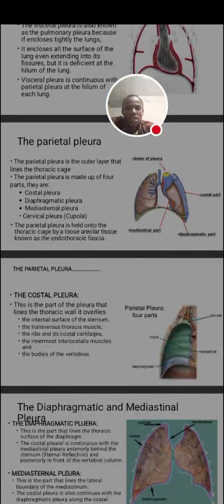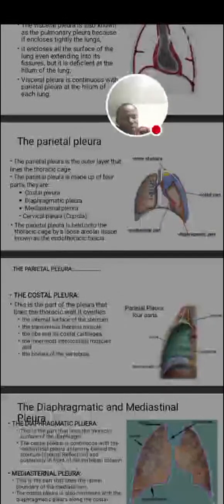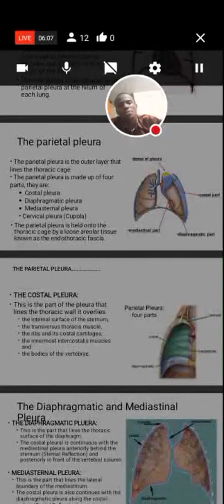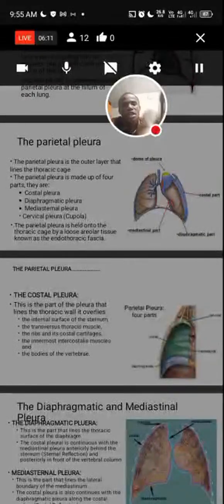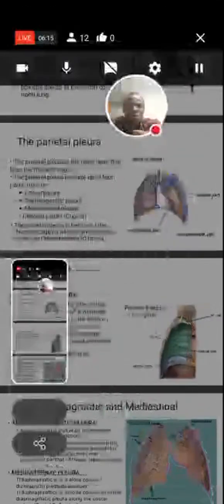Now you see the parietal pleura is held onto the thoracic cage by loose areolar tissue known as the endothoracic fascia. These are short MCQ questions you should expect in your exams. Don't forget where we are coming from.